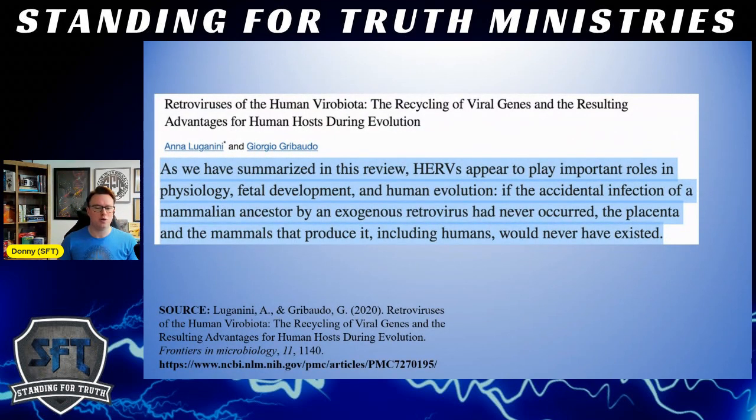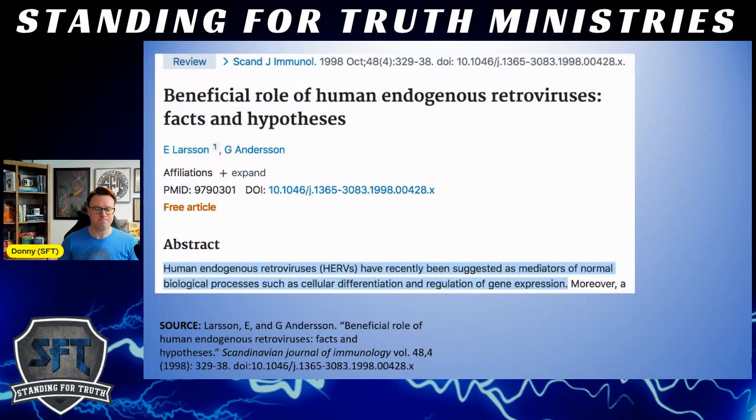HERVs appear to play important roles in physiology, fetal development, and human evolution. Human endogenous retroviruses have recently been suggested as mediators of normal biological processes, such as cell differentiation. Guess what? The chimpanzee has cell differentiation. The human has cell differentiation. And so, of course, we are going to share similarities in terms of DNA elements that are involved in cell differentiation between these creatures.